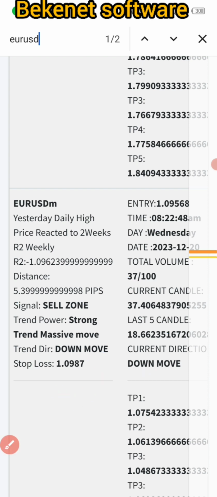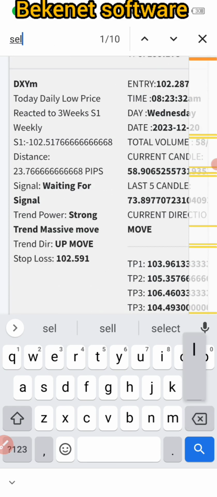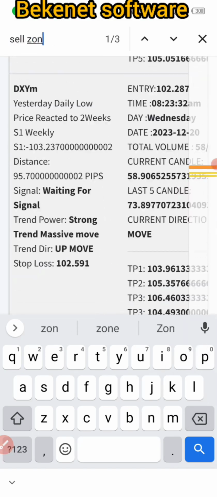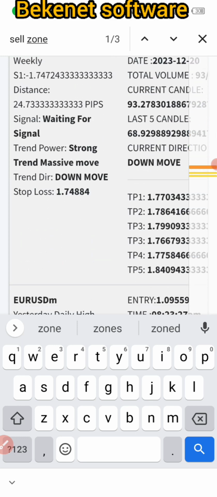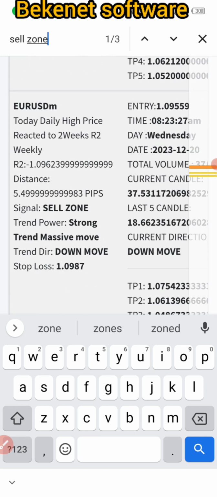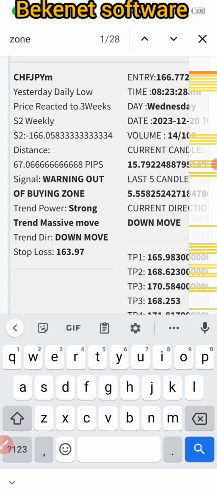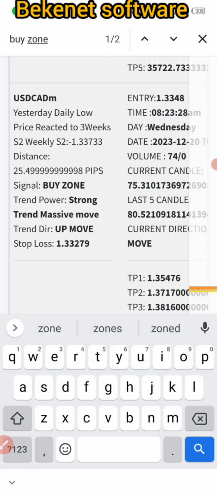So how do you search for this? You just type sell zone. It will now filter all the trades that are being sold. You understand? As you can see, we only have 3 pairs here that are being sold now, which is Euro USD. Then if you want a buy zone or a buy signal, you just type buy zone. You'll be able to see all the pairs that are currently buying. So it will save you the time of scrolling through all this.